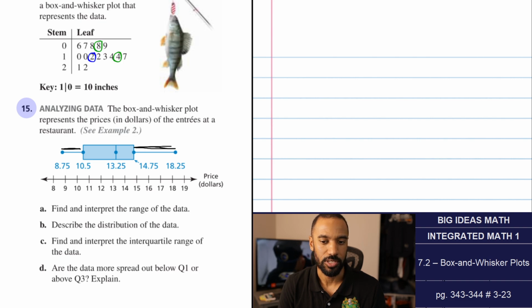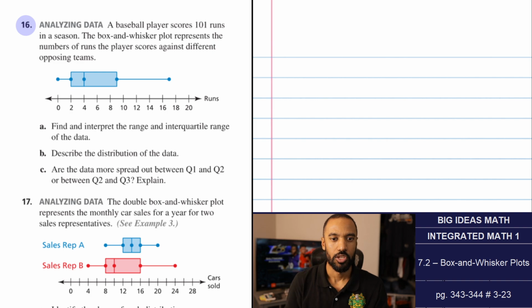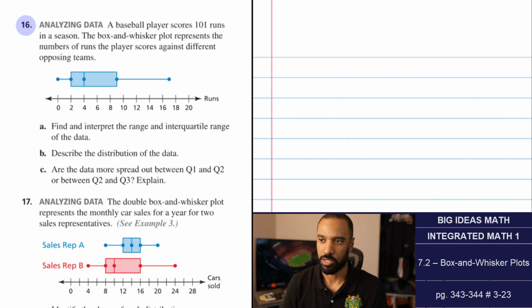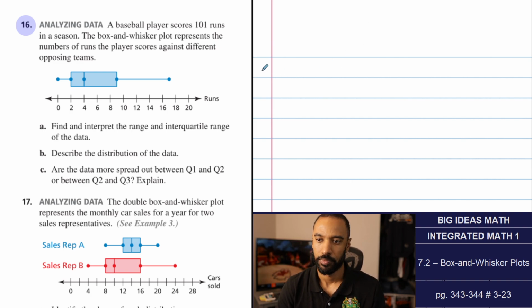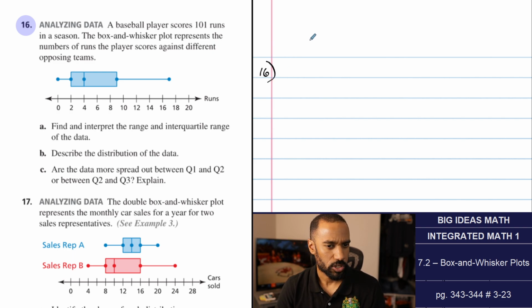Let's go to number 16. Analyzing data. A baseball player scores 101 runs in a season. That's a good season. It's not the RBIs, though. It's how many times they crossed home plate. The box-and-whisker plot represents the numbers of runs the player scores against different opposing teams. Find and interpret the range and interquartile range of the data.